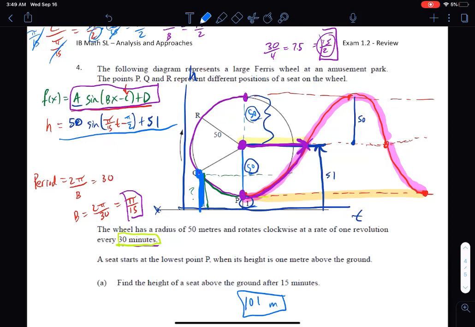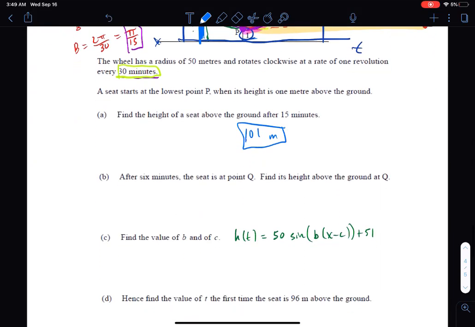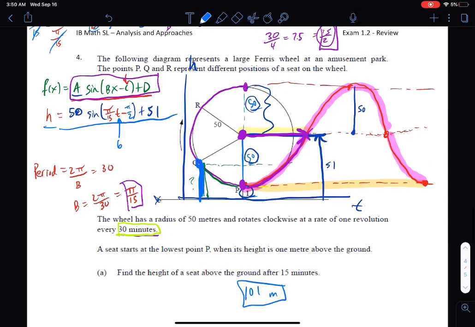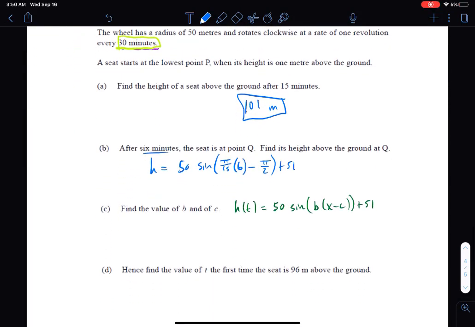So what are we going to do? We're just going to plug in 6 minutes into the time for the equation I found. And then it's going to give me a height. It's literally plug into the equation. So my height is equal to 50 sine of what? Pi over 15. The time I'm going to plug in there is 6 minutes. That's my time. Minus pi over 2 plus 51. This is the equation I created, mind you. Okay? And this would work perfectly fine. And then you could just put that into a calculator.